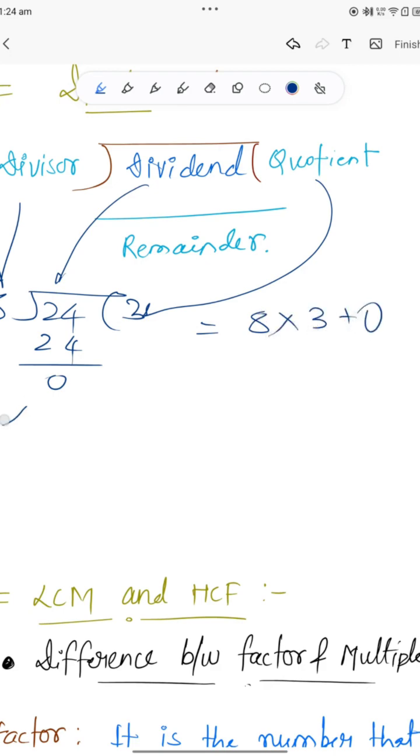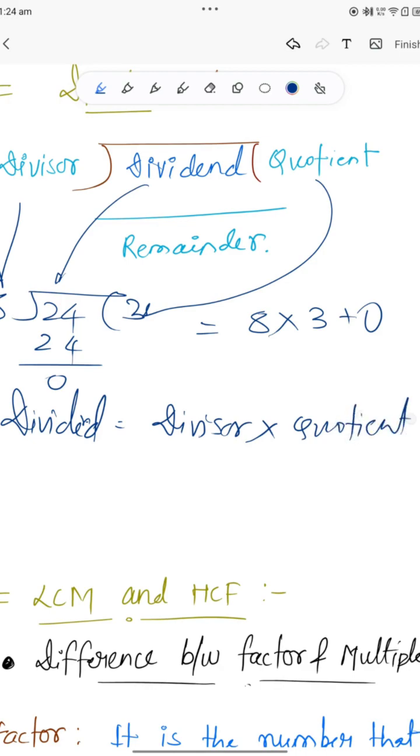So yes, this is basically what I am trying to say. Dividend is equal to what? Divisor into quotient, right, plus remainder. Remember this, this is an important formula.